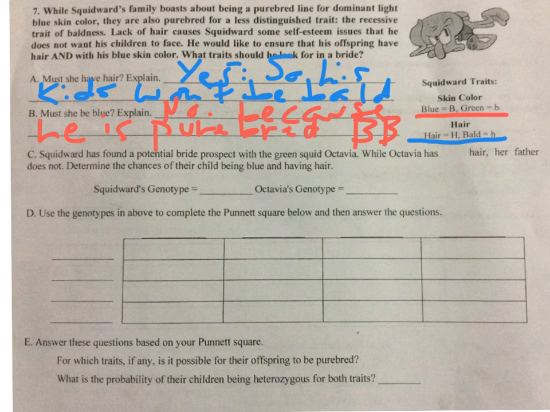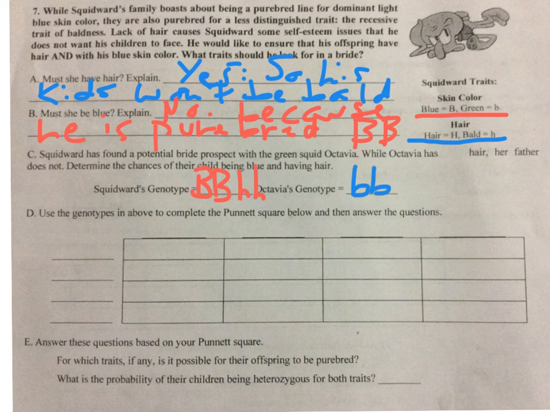Octavia, sorry. And while Octavia, so we want to find the chances of their child being blue and having hair. So Squidward's genotype, we know because they tell us he has the blue skin and he's purebred, so he's capital B, capital B. And he has that recessive trait of baldness, so he's little h, little h. Octavia is green, which means she has to have the recessive trait, 2 lowercase b's.